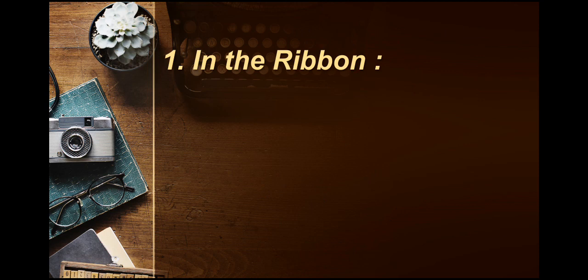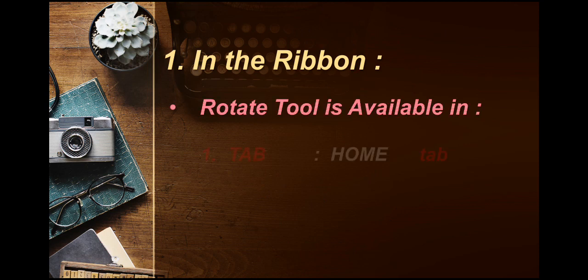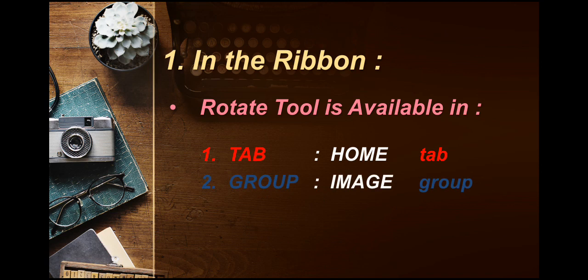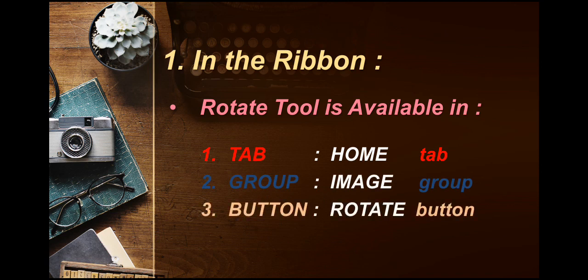We can access these two options through the ribbon, by clicking the home tab, going to the image group and clicking the rotate button. After clicking the rotate button, we get a rotate menu. In this menu we have both of these options, the rotate option as well as the flip options.